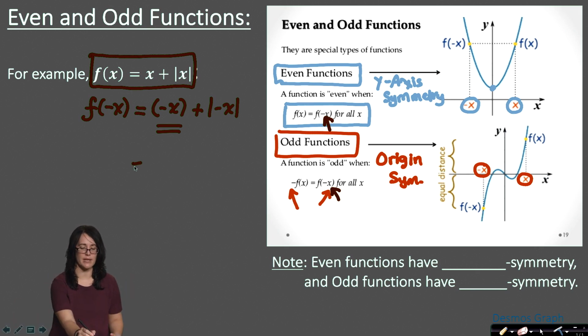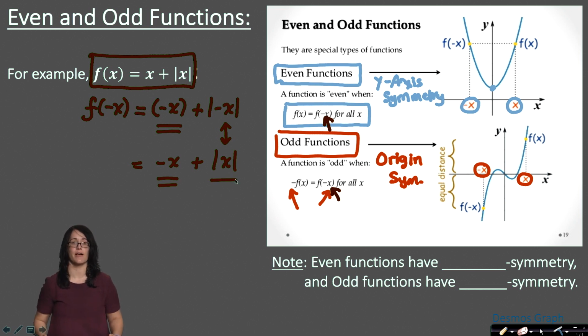So what I could write is I have -x plus the absolute value of x because these two mean the same thing, don't they? These are synonymous. So we end up getting the opposite of our first value, but the exact same for our second value. This is what we call a mixture, right? It's not exactly the opposite, and it's not exactly the original.